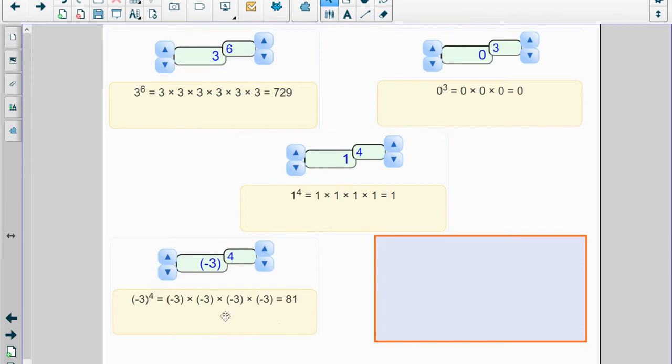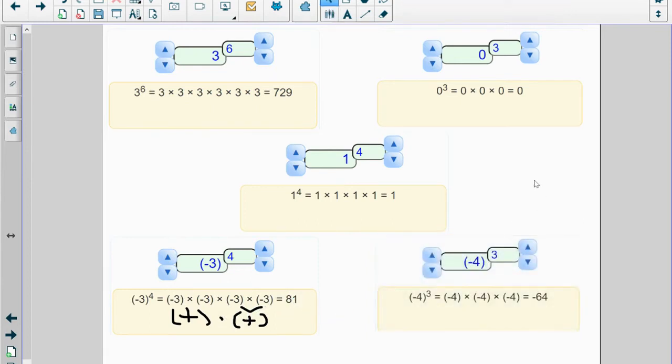Now it gets interesting. If we have a negative base, negative 3 raised to the fourth power means that we're multiplying negative 3 times itself 4 times. And in the end, that ends up being a positive 81, because when you multiply 2 negatives together, you will get a positive. And when you multiply these other 2, you'll get a positive. And when you multiply a positive times a positive, you get a positive.